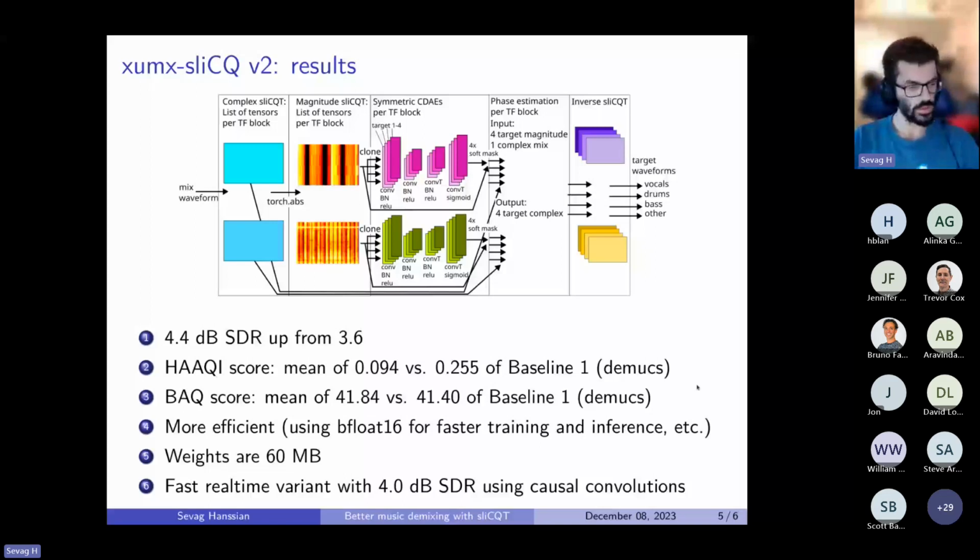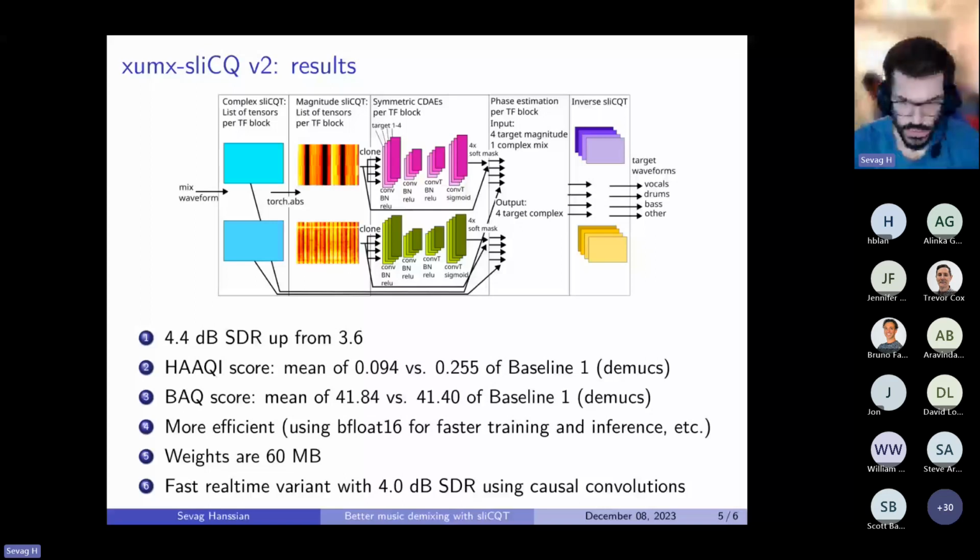I was pleasantly surprised, I would say, at the BAQ score, that it seemed listeners did like hearing my model. If I had to guess, it's that because the separation isn't too strong, I'm also not introducing too many unpleasant artifacts. So it might just sound good.